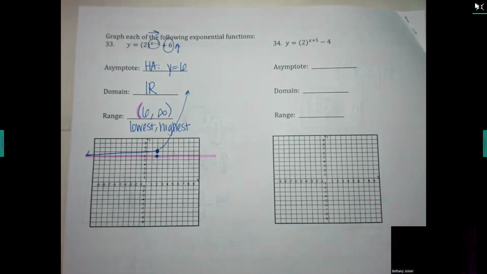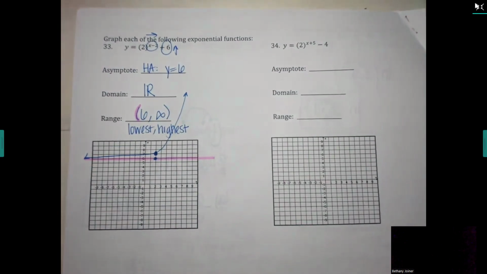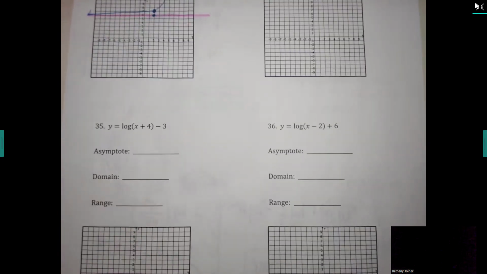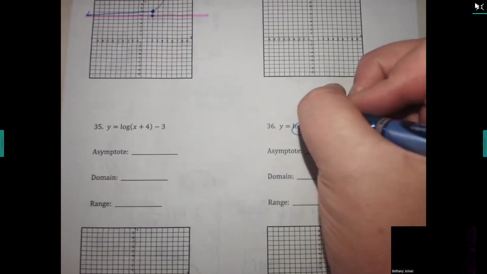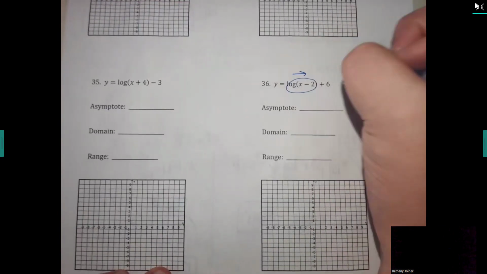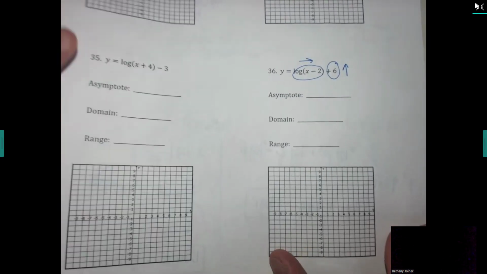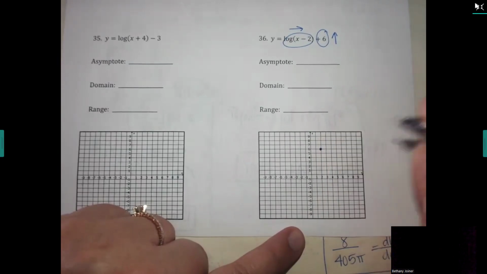One question left. We're going to do number 36. Okay, last one. Number 36, what does a -2 do to your graph if it's with the x? Left or right? To the right. What about the +6? Up. So you're going to go to the right 2 and up 6.